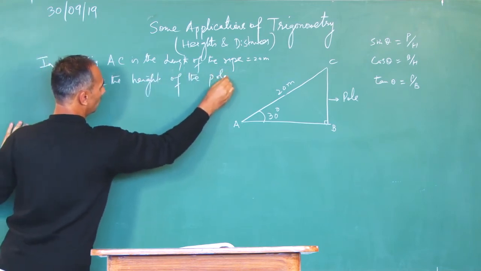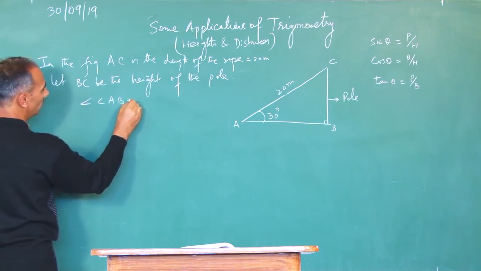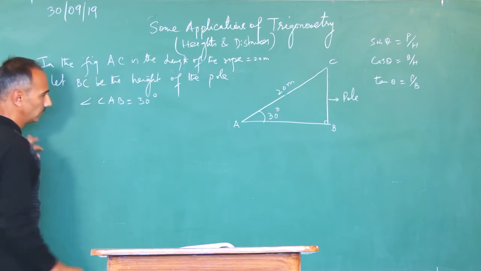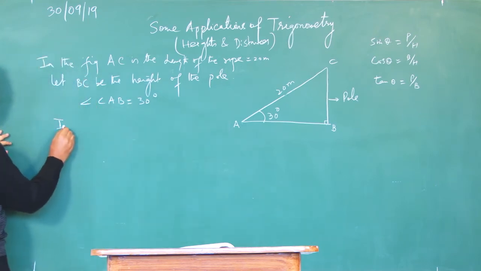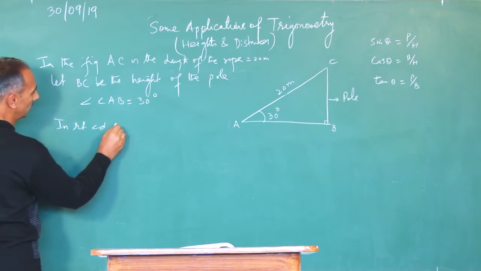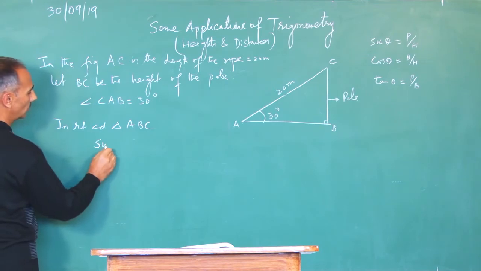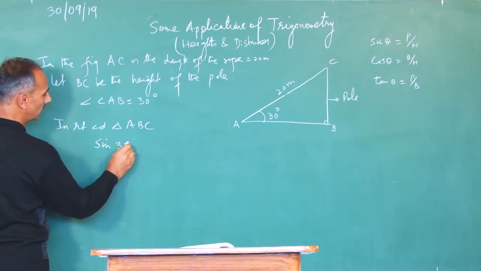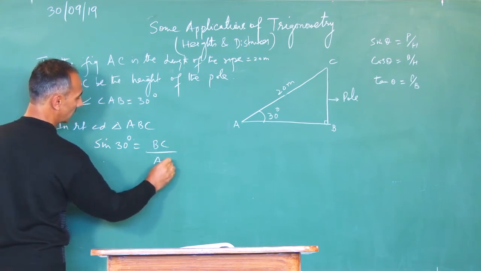Let it be the height of the pole. Angle A, or angle CAB, is given to be 30 degrees. Presented this way, in right angle triangle ABC, I'm going to apply sine because you need to find the perpendicular. Sine of 30 is perpendicular by hypotenuse, that is AC.